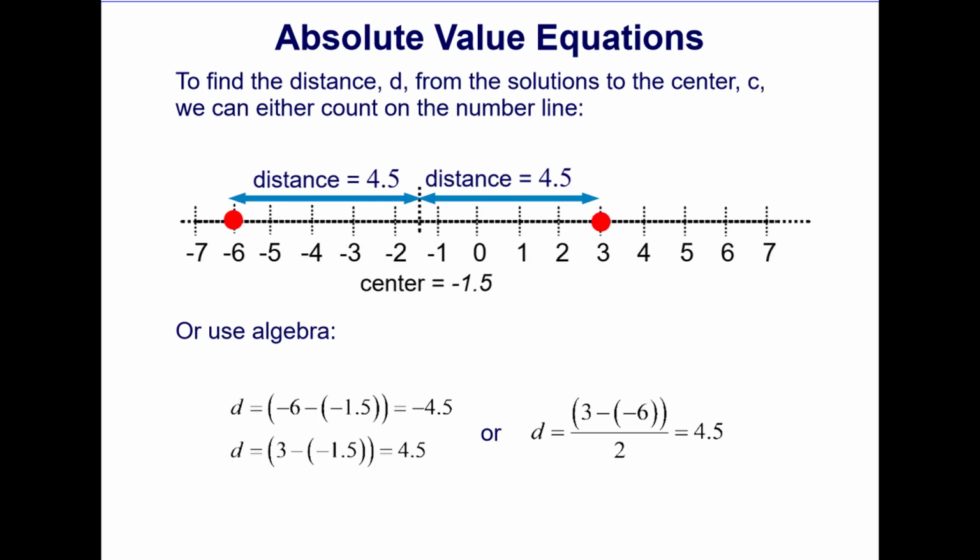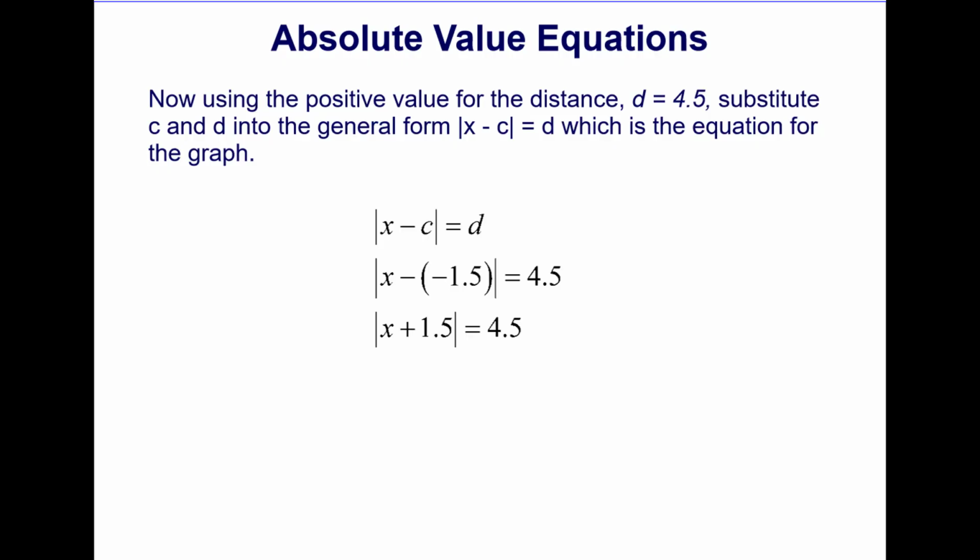To find the distance d from the solutions to the center c, we can either count on a number line. As you see on the graph, we counted from negative 6 to negative 1.5, and we counted from 3 to negative 1.5. Both of those have a distance of 4.5. Or we could use algebra, as you see on the lower portion of the slide. And there's two scenarios where we are using algebra to calculate the distance to be 4.5.